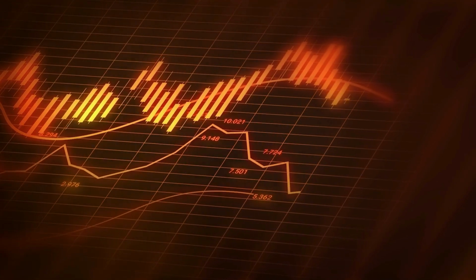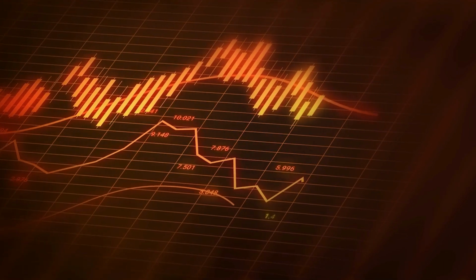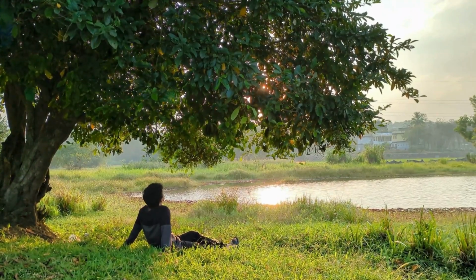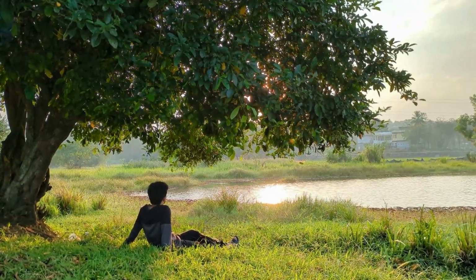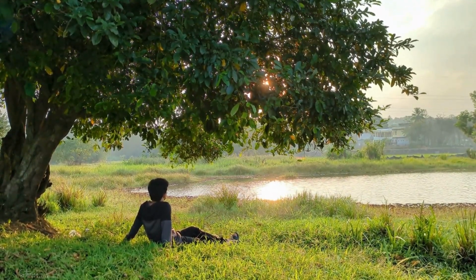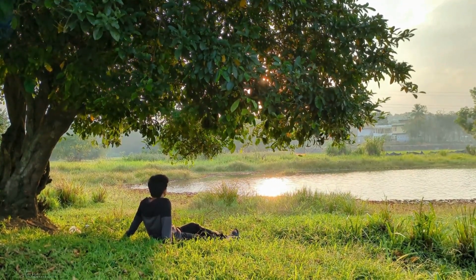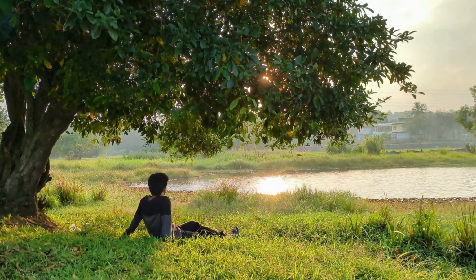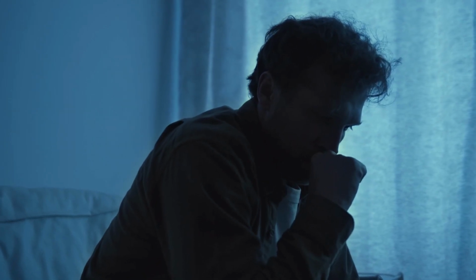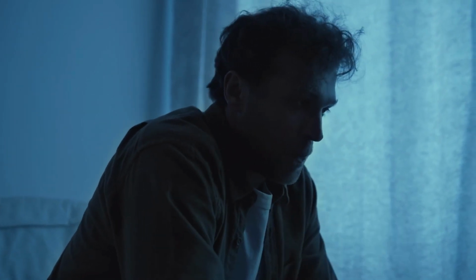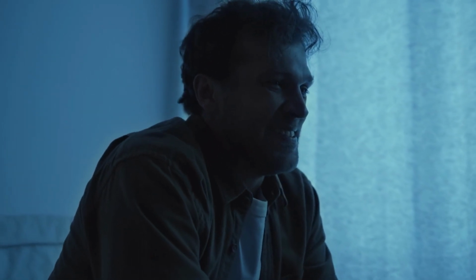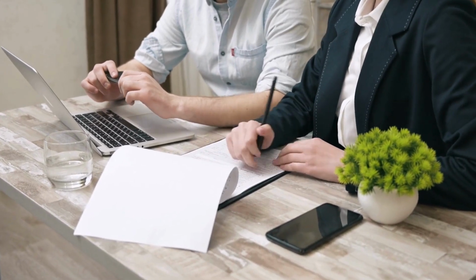4. Control your emotions. Fear and greed are 2 of the biggest enemies of investors. When markets rise quickly, some people buy because they don't want to miss out. When markets fall, some panic and sell. Making decisions based on emotions can lead to poor long-term results. Having a clear investing plan can help you stay disciplined.